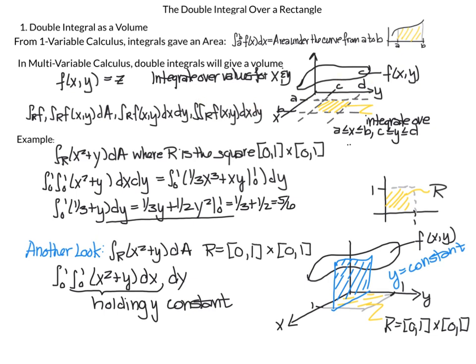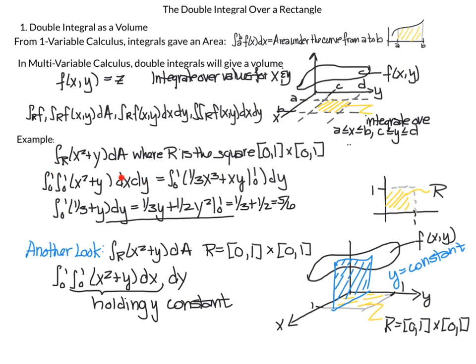So an example is the integral over R, x squared plus y dA, where R, our domain, is the square [0,1] by [0,1]. So in other words, we're going to integrate x squared plus y, where x is going to go from 0 to 1. This is our domain, x is 0 to 1, y goes from 0 to 1. Or in 3 dimensions, x goes from 0 to 1, y goes from 0 to 1, and we have this rectangular domain.